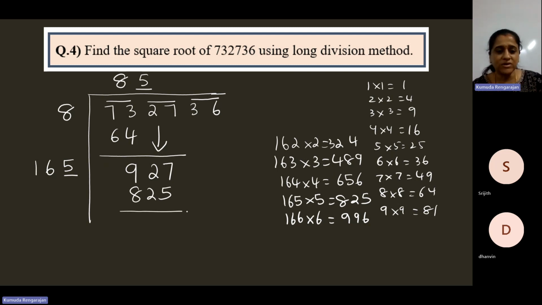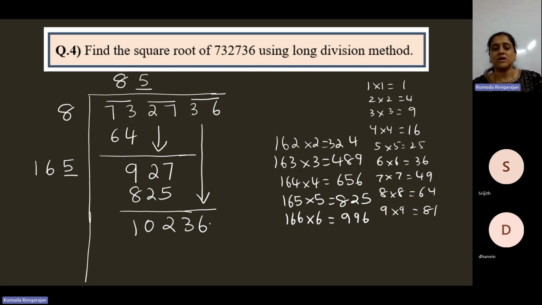Write the product here. Now subtract. 7 minus 2, 5. 2, 0, 1. After getting the remainder, bring the next pair down. Now double the quotient. What do you see in the quotient? 85. In the quotient, 85, double it. 170, write it here. Now again, put a dash here and a dash here.